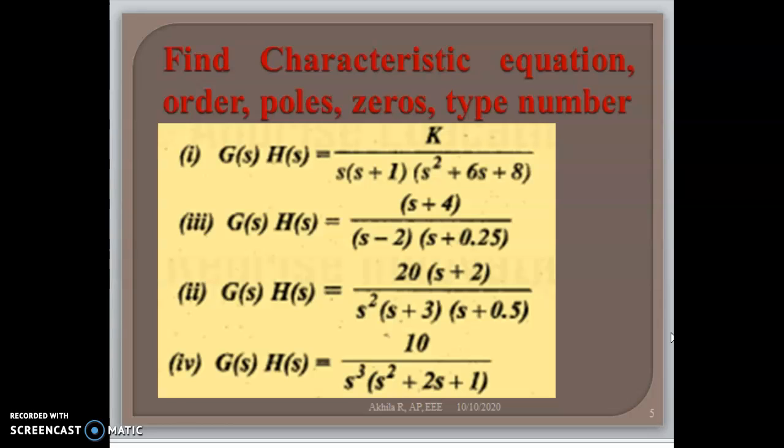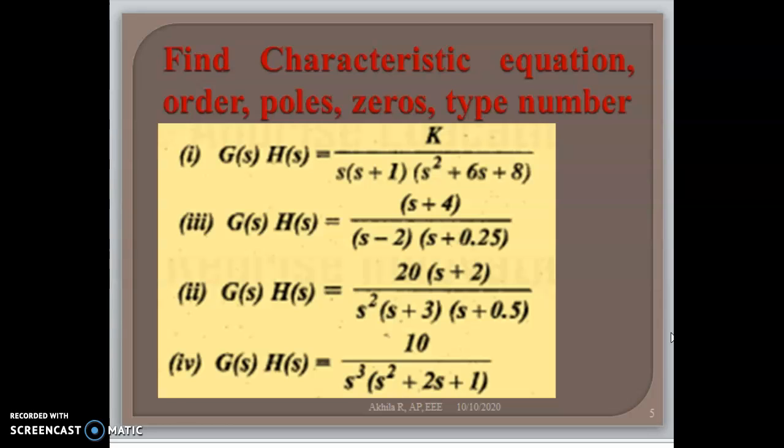In the third example, the expression is 20 into (s plus 2) divided by s square into (s plus 3) into (s plus 0.5). According to this expression, you have a zero at minus 2. The order of the system is going to be 4, and you have 1 pole at minus 0.5, 1 pole at minus 3, and 2 poles at the origin, which means the system is of type number 2.